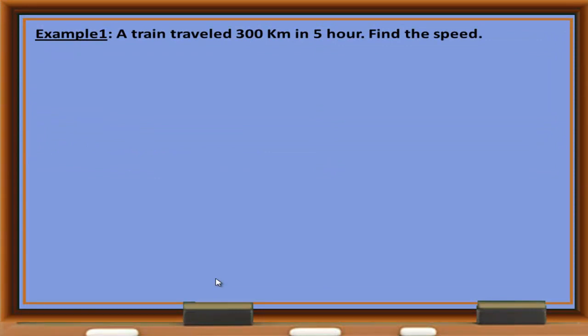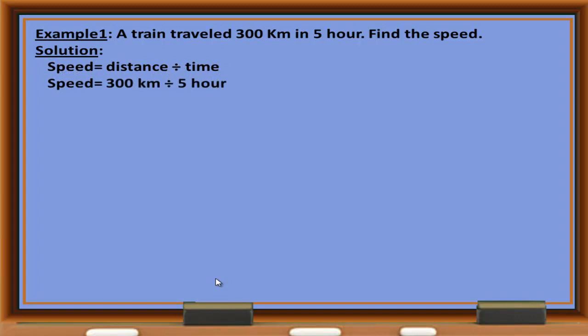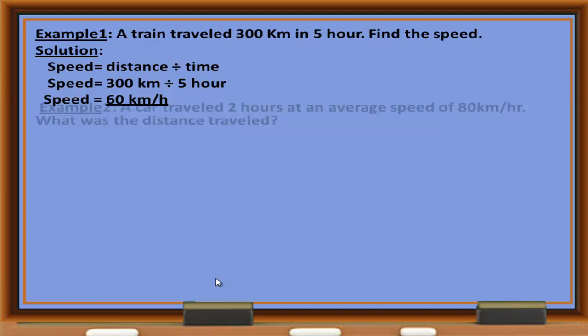Example: a train traveled 300 km in 5 hours. Find the speed. Solution. Speed is equal to distance divided by time, that is, distance over time. Speed is equal to 300 km over 5 hours. Speed is equal to 60 km per hour, that is, 300 divided by 5 is 60.